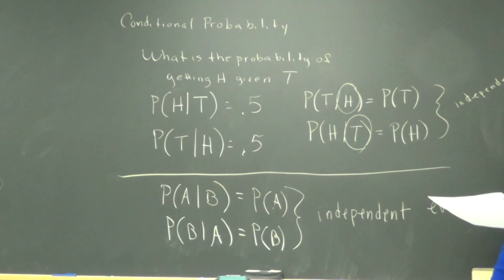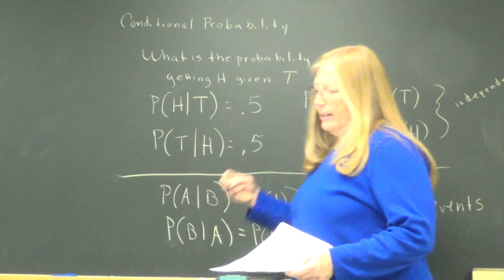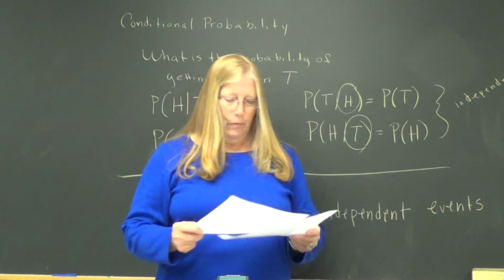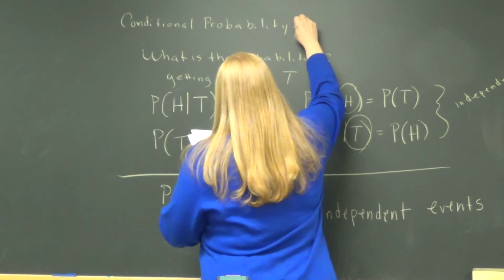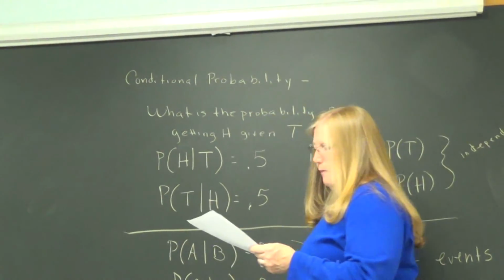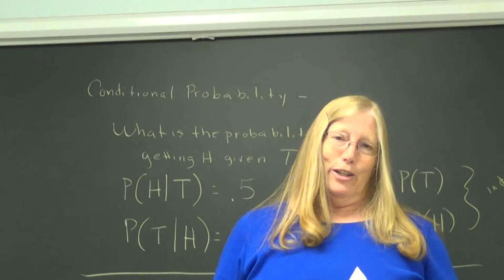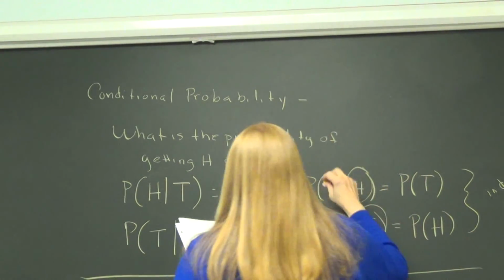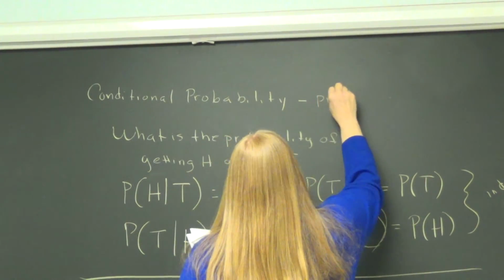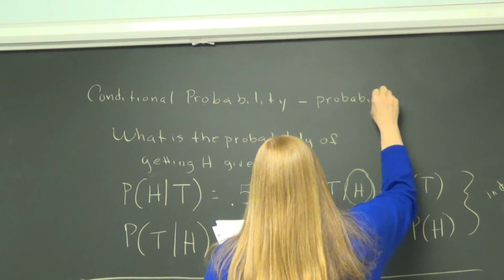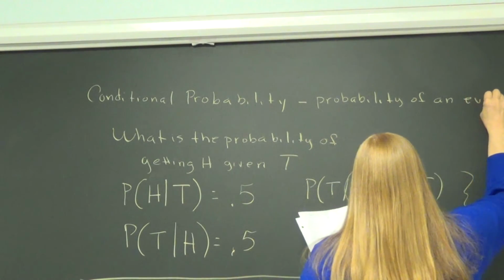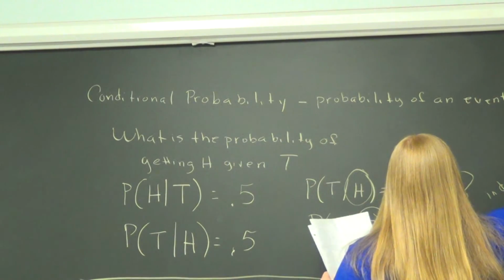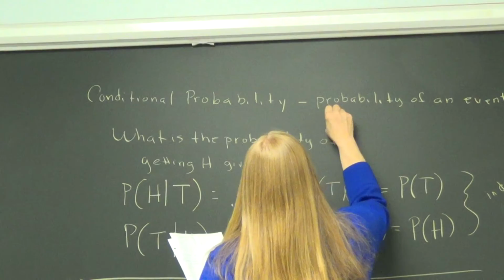All right, to do that, first of all, let's define conditional probability in words, and then we'll do an example. Conditional probability is the probability of an event given another event has occurred.